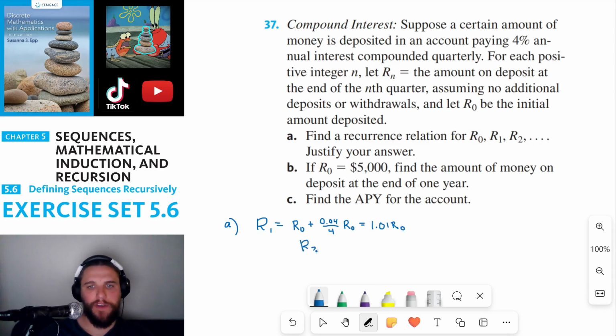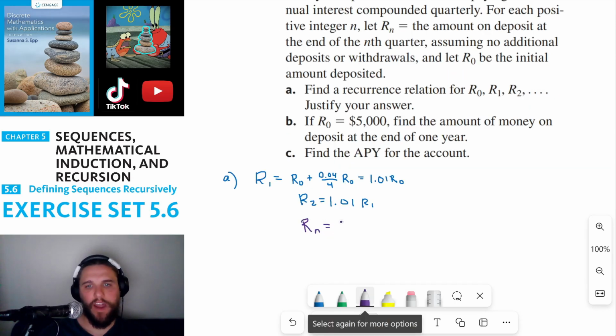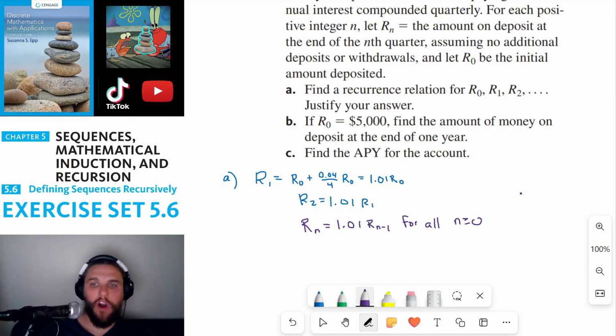R sub 2 can be found the exact same way. This is 1.01 times r sub 1. And in general, we can say that r sub n equals 1.01 times r sub n minus 1 for all n greater than or equal to 0, where n is an integer. And the reason is because we're taking the 4% annual interest, dividing it into 4 pieces, which is only 1% that's charged every quarter. So we're taking 1% of the previous amount and adding that to the previous amount, which is just an increase in 1% of the previous amount.